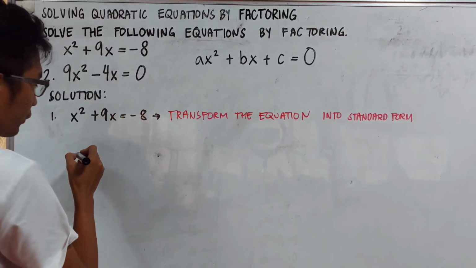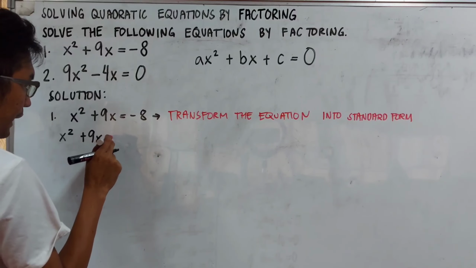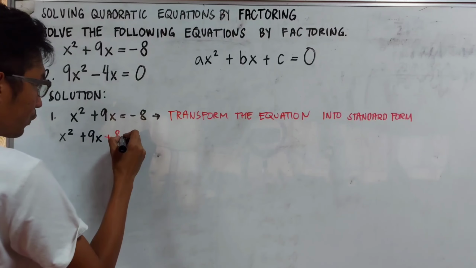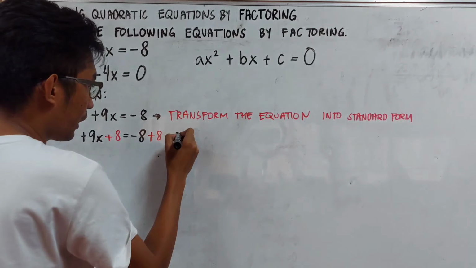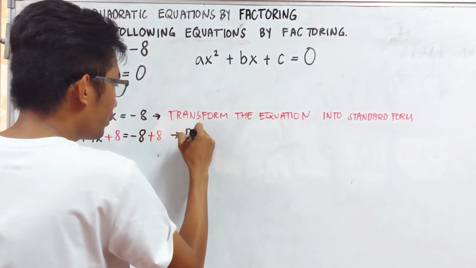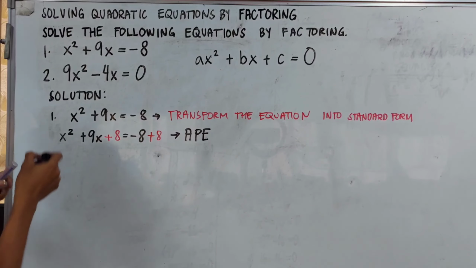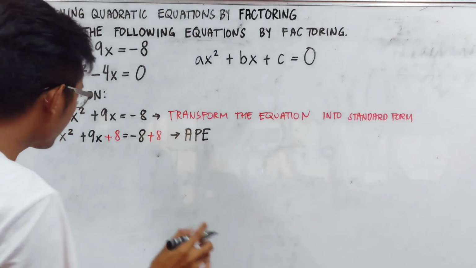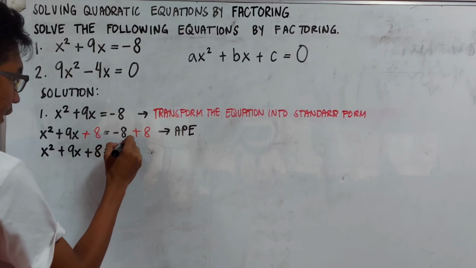So the resulting equation is x squared plus 9x plus 8 equals negative 8 plus 8. Then, this is by using addition property of equality. Then, the resulting equation is x squared plus 9x plus 8 equals 0.